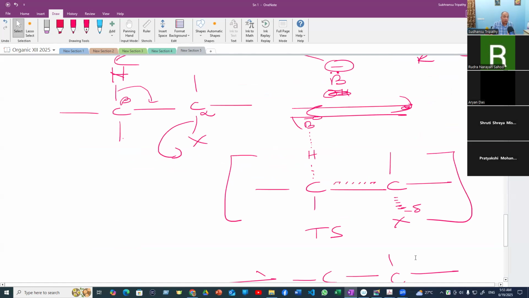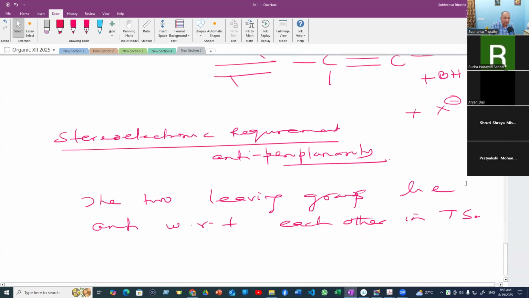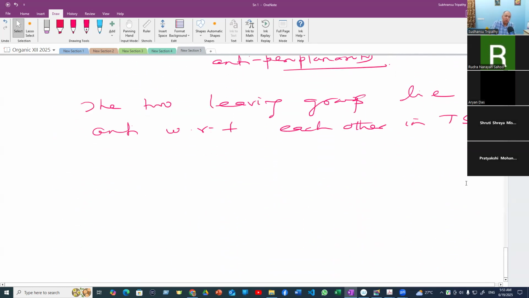There will be no torsional strain, I mean bond opposition strain, and the transition state will involve minimum activation energy, and it will be faster. So the stereoelectronic requirement for E2 elimination is anti-periplanarity. I will show it with a example.